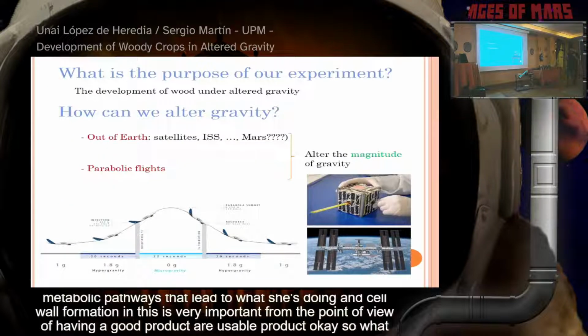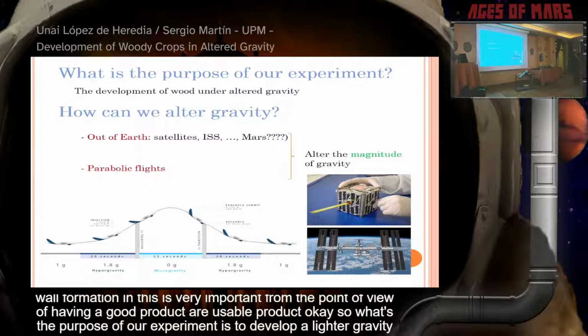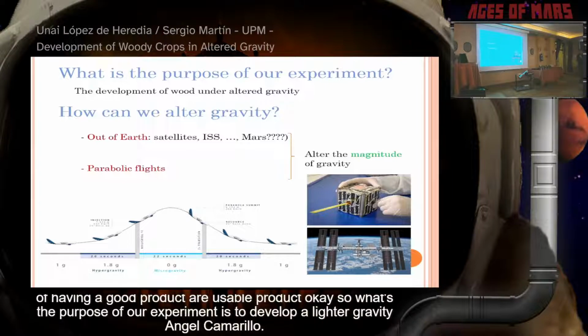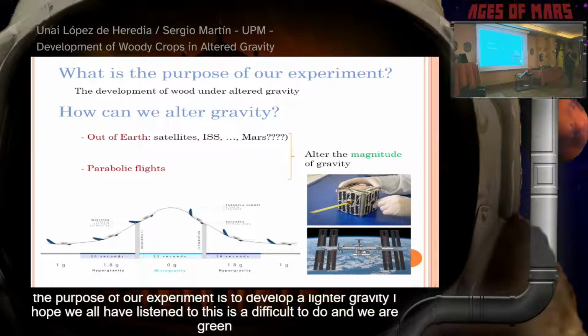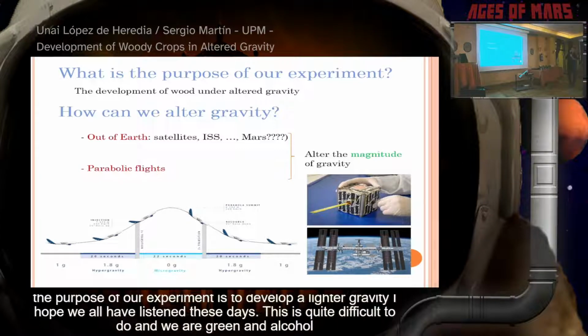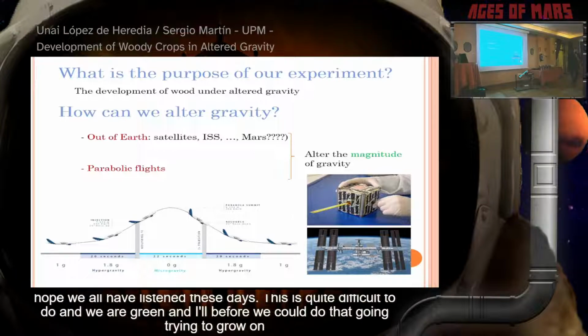So what's the purpose of our experiment? It is to develop wood under altered gravity. And how can we alter gravity? We have listened these days that this is quite difficult to do, and we agree. Sergio will agree, possibly. We could do that by trying to grow wood on the ISS, on satellites, or go to Mars and put some plants growing there. As I told before, I don't think we will see it.